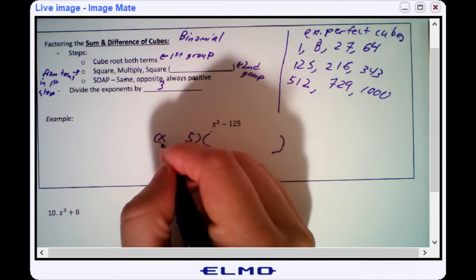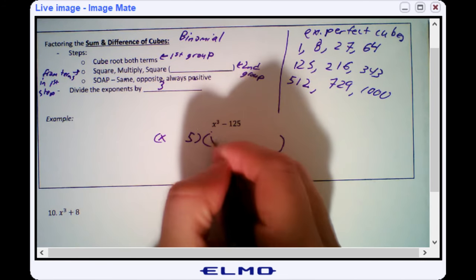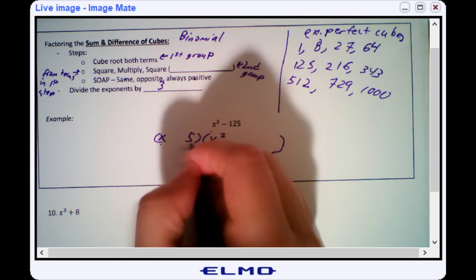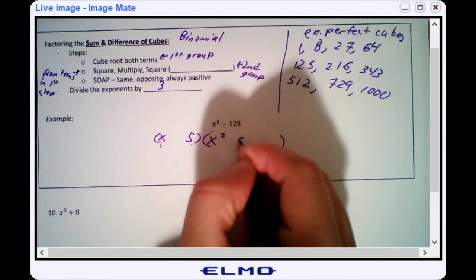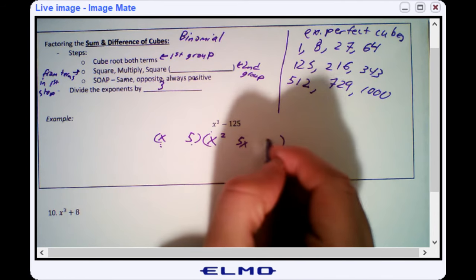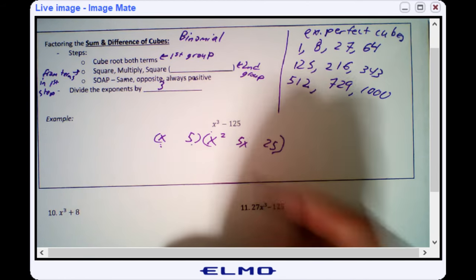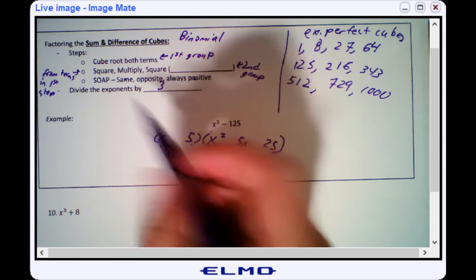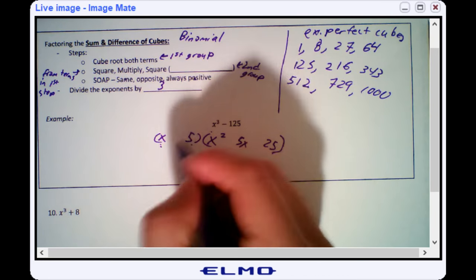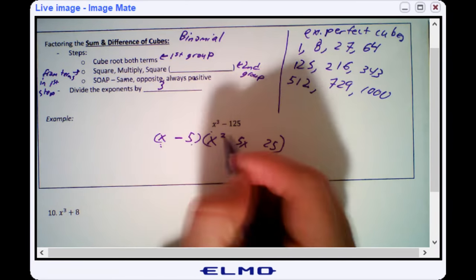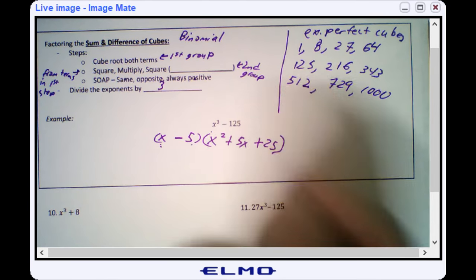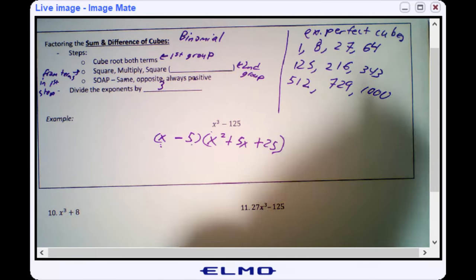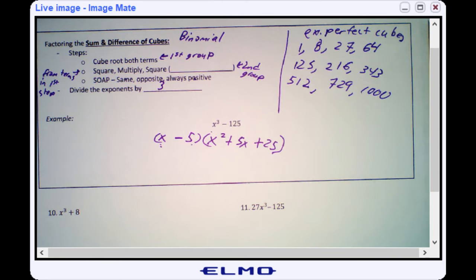For my longer parenthesis, I'm going to use these terms. So I'm going to square the first term. X times x is x squared. Multiply the two terms together, 5x, and then square my last term, so 25. And then for the signs, I do SOAP. Same sign as the problem, opposite sign, always positive. I look to see if I have any more GCFs or anything else I can do. I cannot. That is my answer.